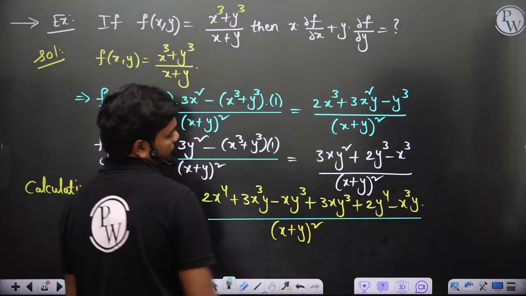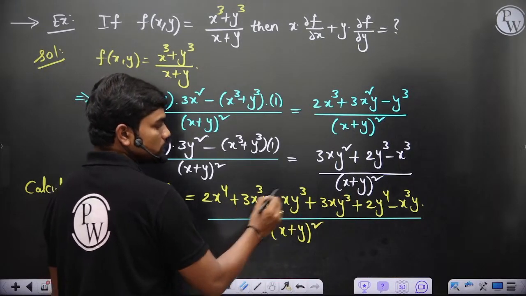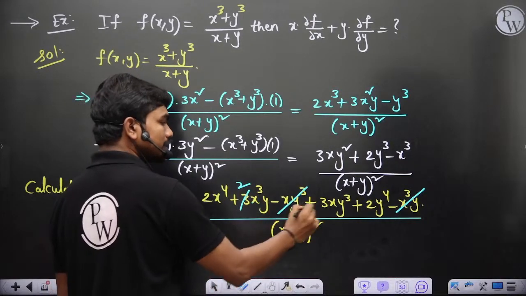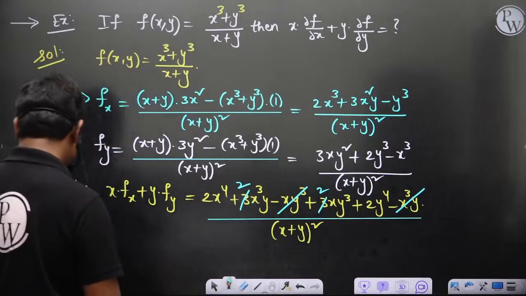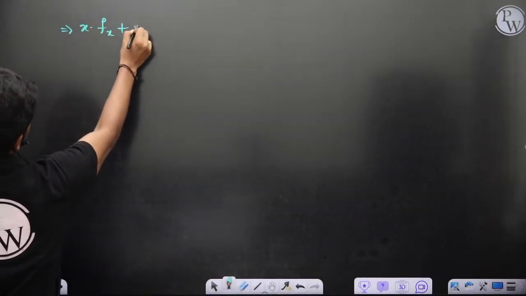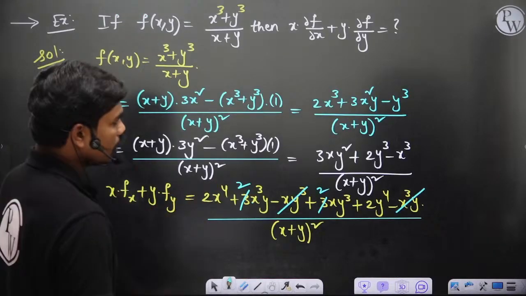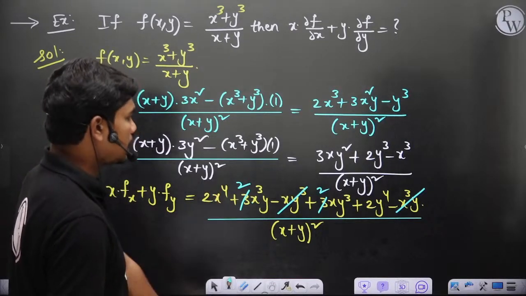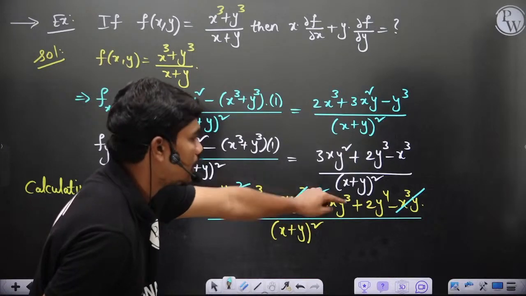So let's see if I simplify this. 2x power 4, 2y power 4, these things are quite common. 3x cube y and x cube y, so I can cancel this and make this 2. Similarly I can cancel this and make this 2. So x into fx plus y times fy is equal to, if you take a 2 common, look what you can have. This is x power 4 and this is x cube y, and this is xy cube and y power 4.